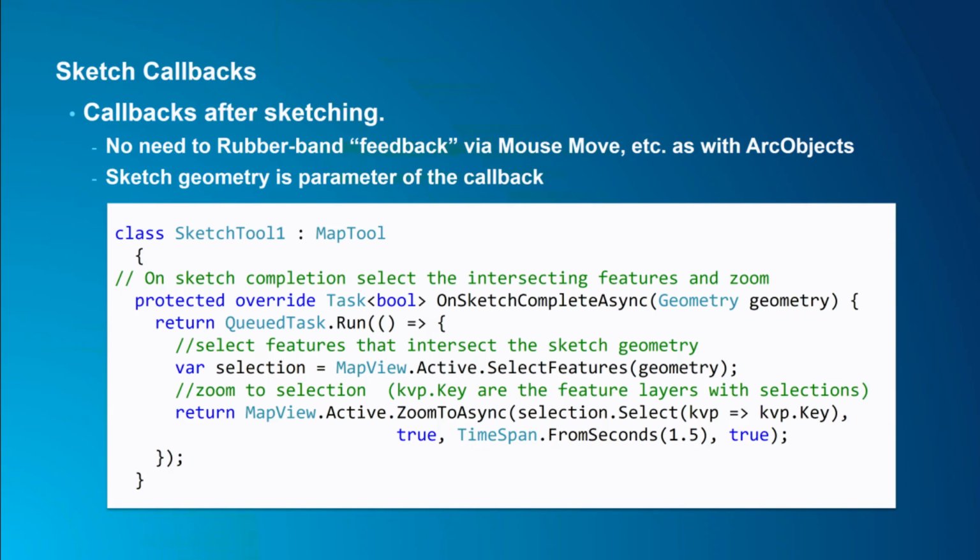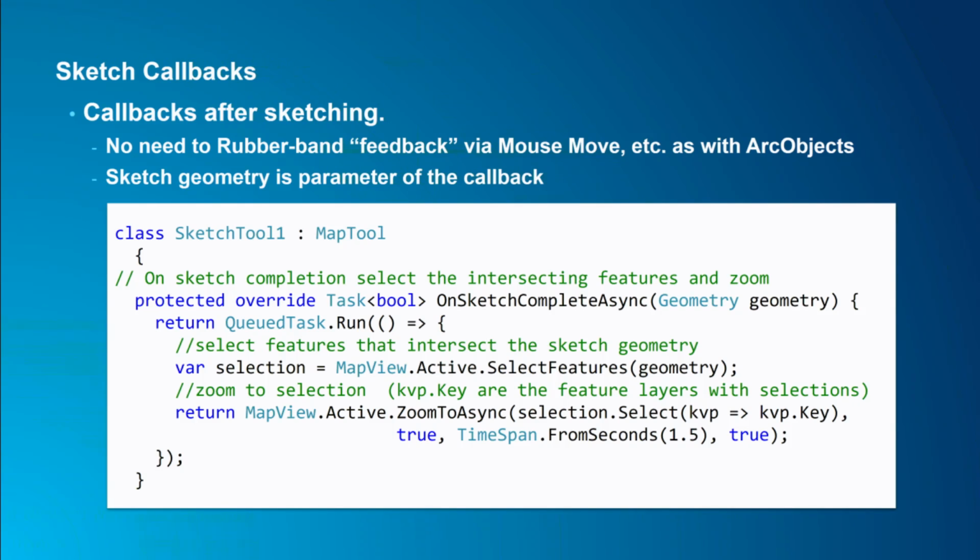So here a little bit on the sketch callbacks. There's callbacks after the sketching is completed. If you come from an ArcObjects background, there's no need to rubber band the feedback via the mouse move, etc. That's not really necessary. That's all built into the base class. And the sketch geometry is the parameter of the callback itself.